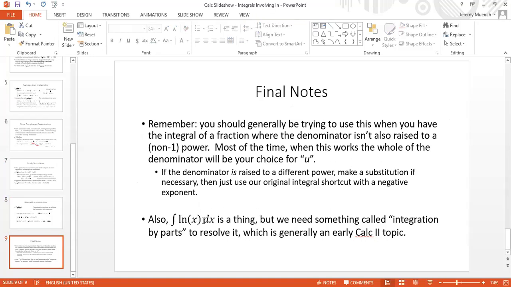Also, as a side note, we're not integrating ln of x. We're integrating a fraction that creates ln of x. The integral of ln of x dx is a thing, but that's more of a Calc 2 thing. You need something called integration by parts to resolve it, which is the opposite of the product rule, whereas u substitution, which is what we are using, is the opposite of the chain rule.